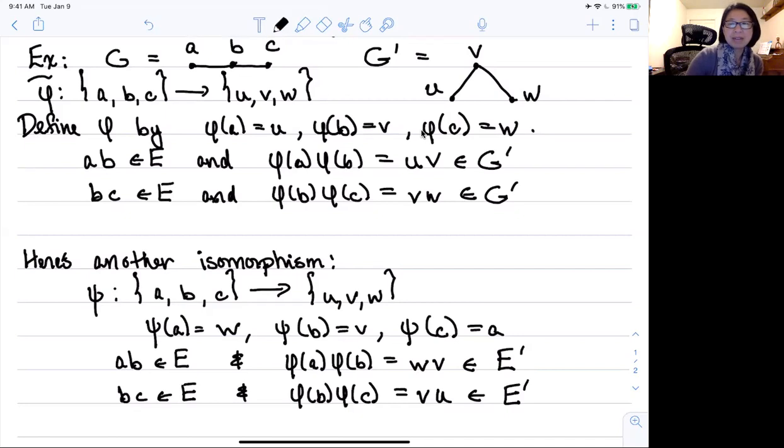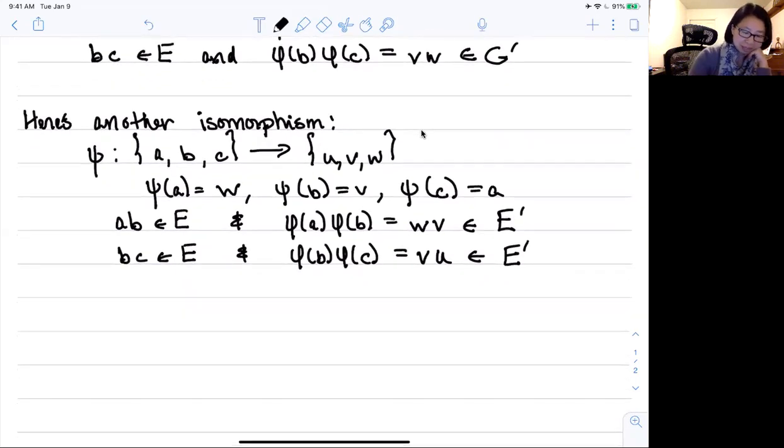Another way of thinking of isomorphisms is that two graphs are isomorphic if one is really a redrawing or a relabeling of the other one. So in this case, I have my original graph ABC. I drew it in a straight line, but I could also just bend the A and C down, and then I'd get something that looks just like my second graph.